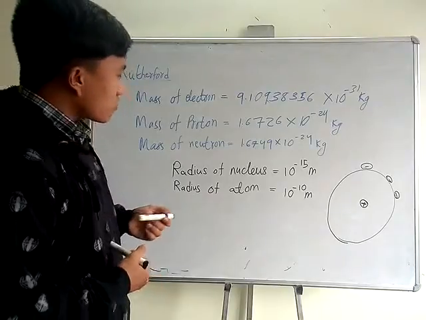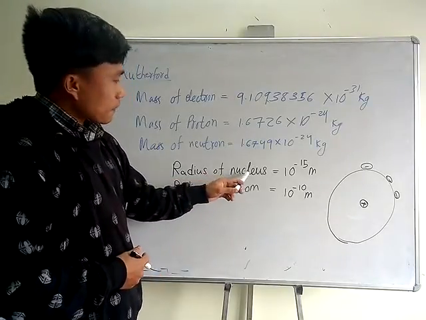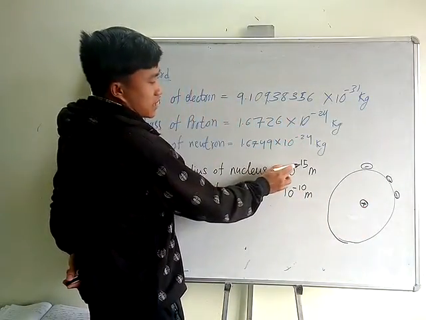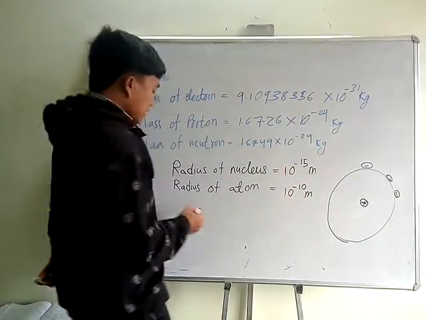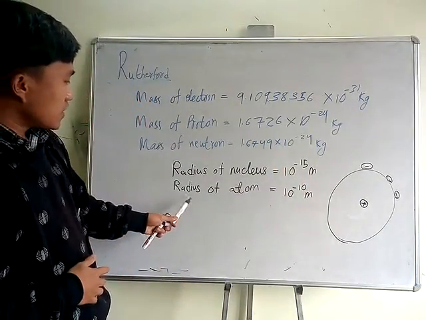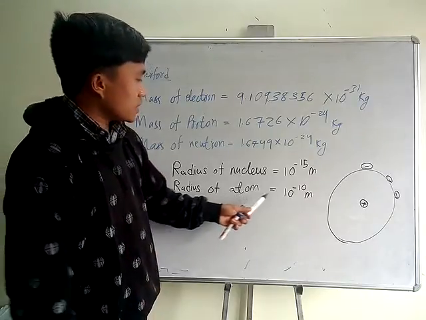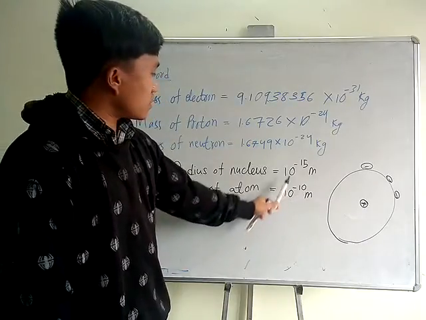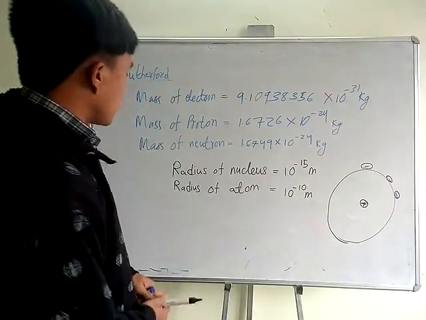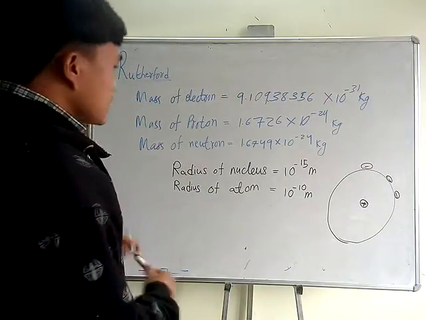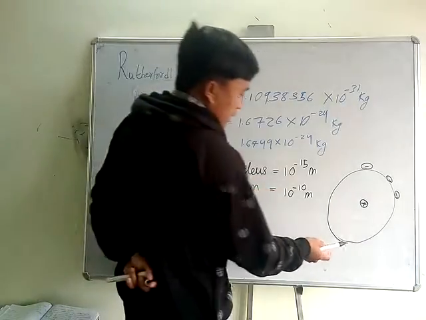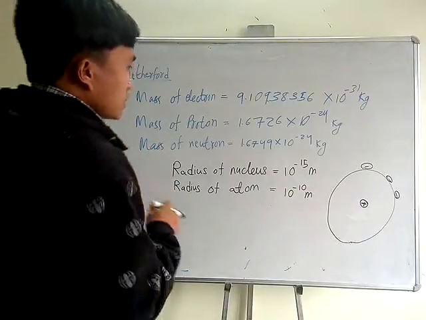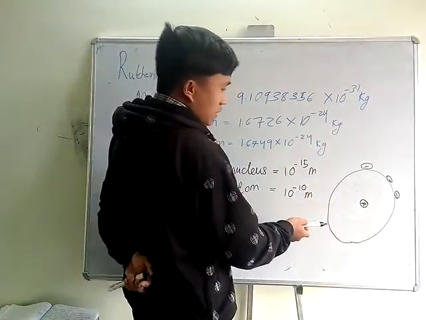And then he also found out that the radius of the nucleus is about 10^-15 meter, and the radius of the atom is only 10^-10 meter. So the atom is bigger and the nucleus is way smaller than the atom. And then he said that electrons are not stationary. It means they are not stable, but they are revolving around the nucleus.